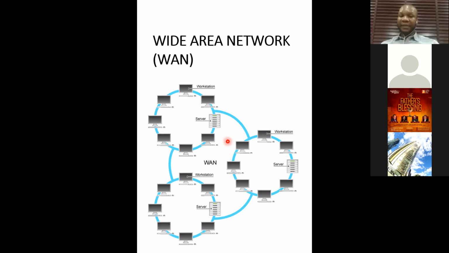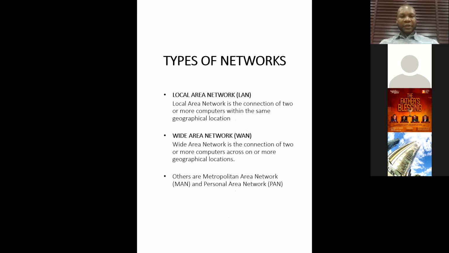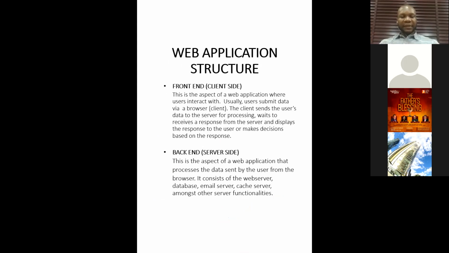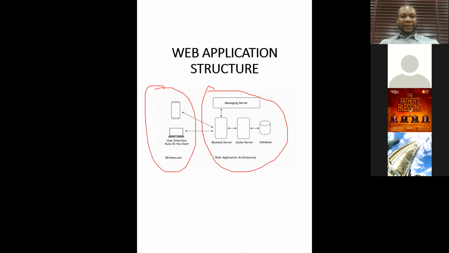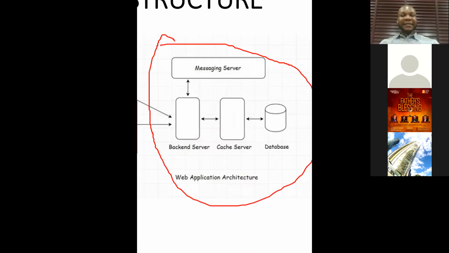Now, don't forget earlier that I told you that a web application has what we call the backend, and it also has what we call the front end. And I said at the backend, there are different kinds of servers. Let me show you that image. This particular image here, we saw that there are different kinds of servers at the backend. Okay, we have the database, we have the cache server, we have the backend server.